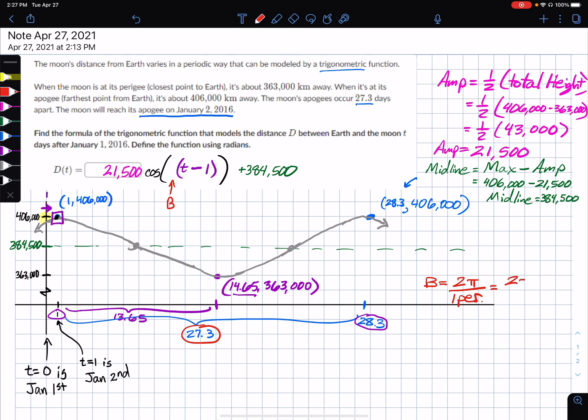So 2 pi divided by 27.3. And you know what? I'm going to just leave it like that. I'm not going to reduce that fraction or make it a rounded off decimal. I'm going to just supply this as my b value, which is one of the nastier b values we've ever run into. So type that in carefully, but that is the model I get to fit this situation.